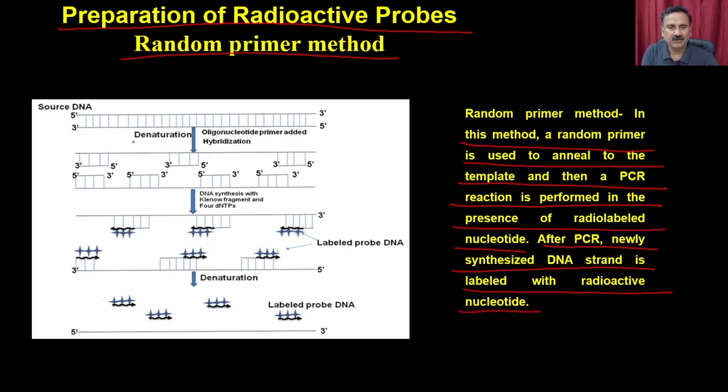So suppose this is the template for which you want to synthesize the probe. You are going to add the oligonucleotide primers and do the hybridization. So it will go and hybridize, and then you are going to do DNA synthesis with the help of the Klenow fragment and the 4 dNTPs. So it is going to synthesize the strands, and that's how it is going to incorporate the radioactive nucleotides and produce the labeled probe. And that labeled probe you can purify with the help of gel filtration chromatography, and that can be used for further downstream applications.